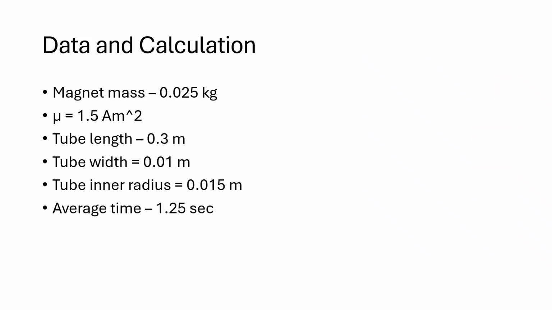And here are the results from the experiment and the data used for my calculations in the computational model. The magnet's mass was 0.025 kilograms, and the mu was 1.5 A·m², which we found in lab 4. The tube's length was 0.3 meters, and the tube's width was 0.01 meters. The tube's inner radius was 0.015 meters, and the average time it took for the magnetic bar to fall through the tube was 1.25 seconds.